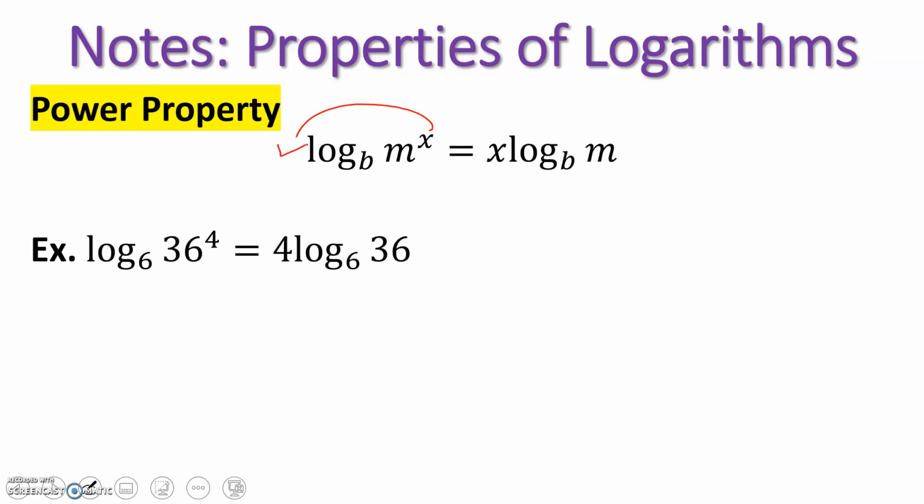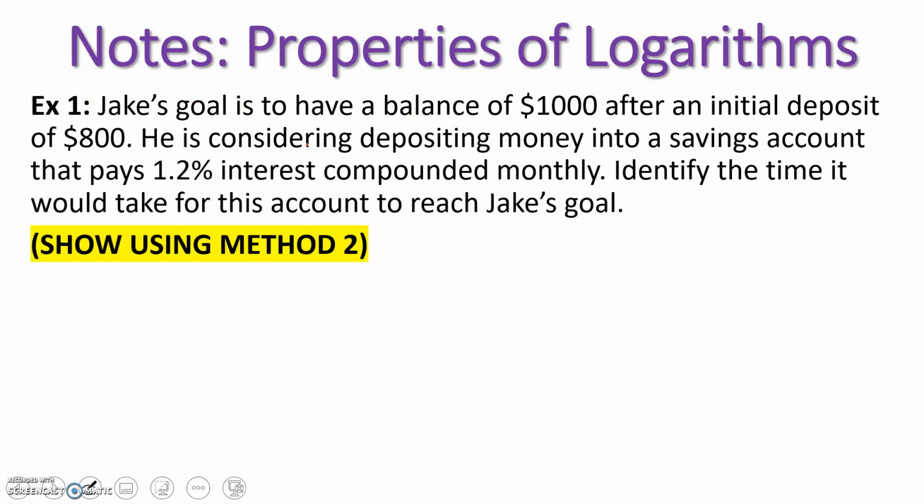Okay, so if I had log base 6 of 36 to the fourth, that's equivalent mathematically to 4 times log base 6 of 36. Now you might ask, how is that going to allow us to solve the problem? Well, let's take a look. So we're going to solve the exact same problem.